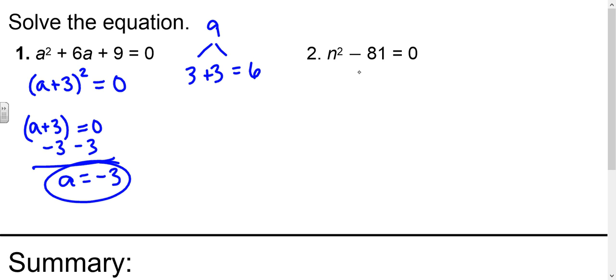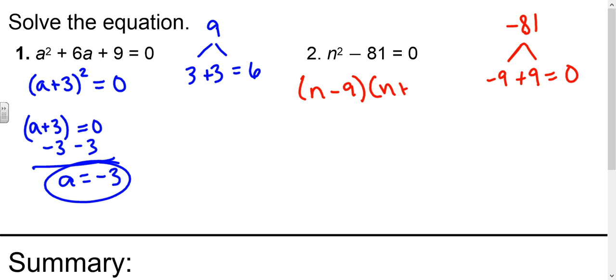Okay, now I have this difference of squares here. I know it's a difference of squares because I'm subtracting. And n squared is n times n. And 81 is 9 times 9. So both of those are perfect square numbers. So this could be factored into, remember I'm finding factors of -81 that add to equal 0 because there's no number in the middle. So that would be -9 and +9. So we're going to have n minus 9 and n plus 9 when we factor this one equals 0.